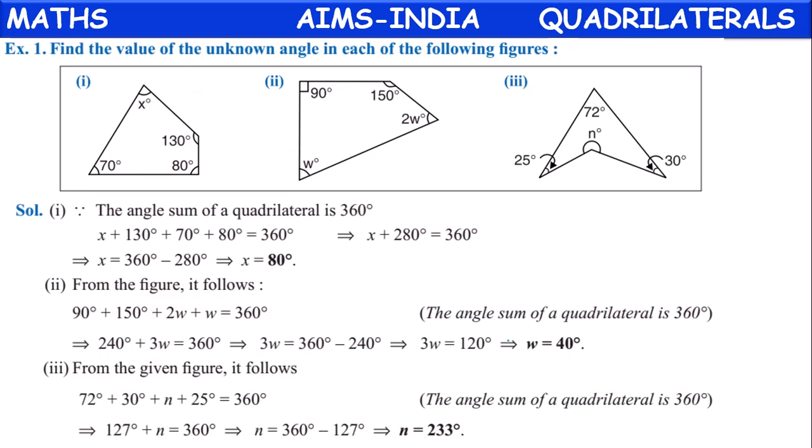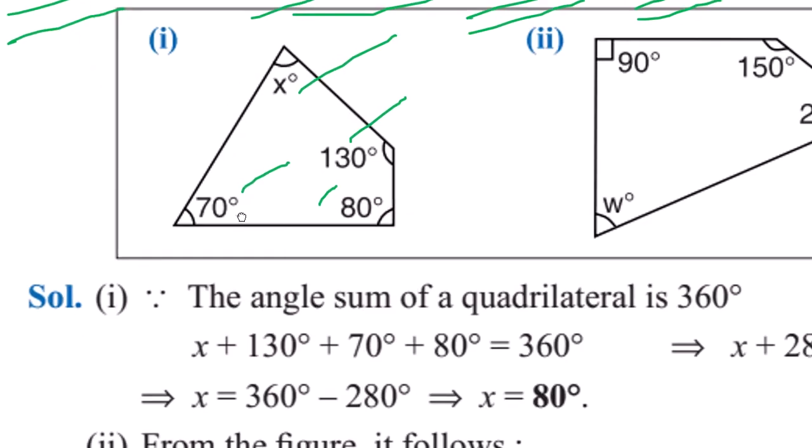Next one. Now we have some example problems. Find the value of the unknown angle in each of the following figures. We have to find the unknown angles. So 70, 80, 130, X.